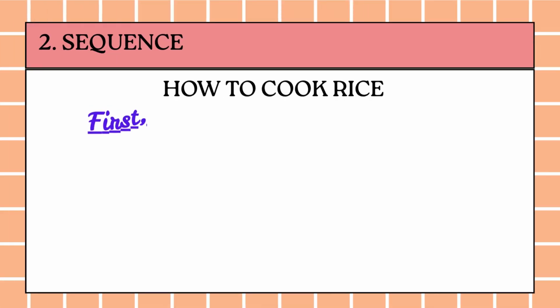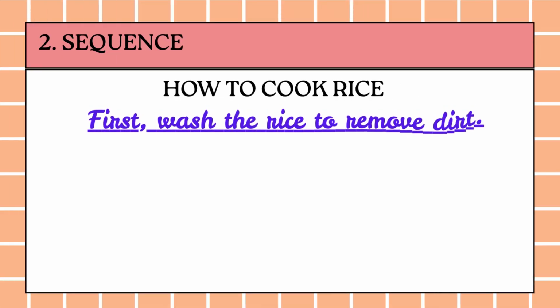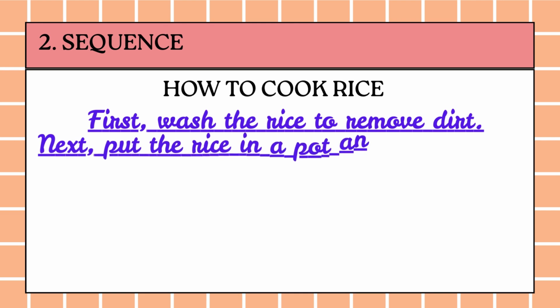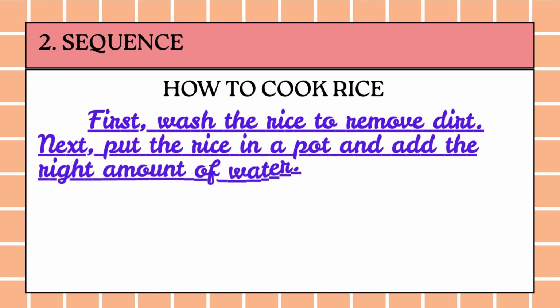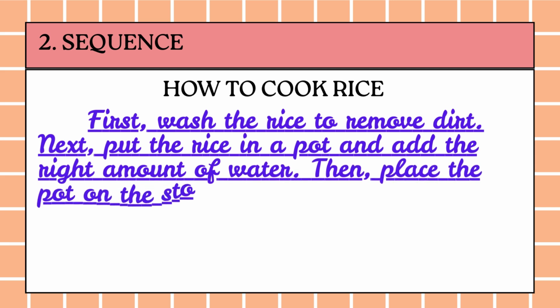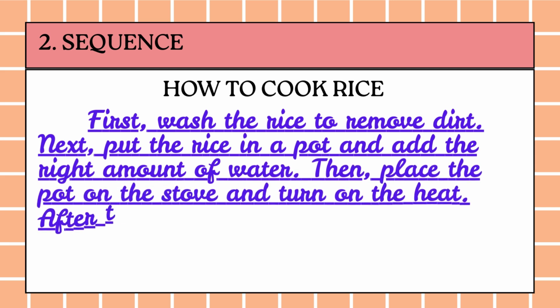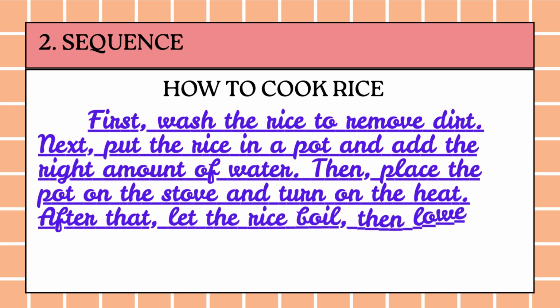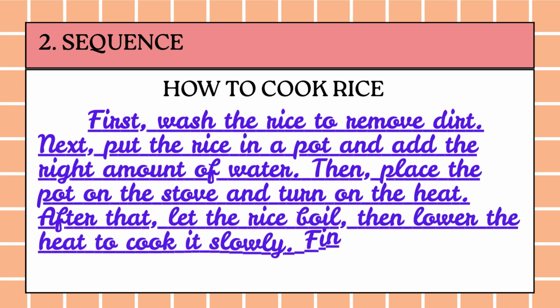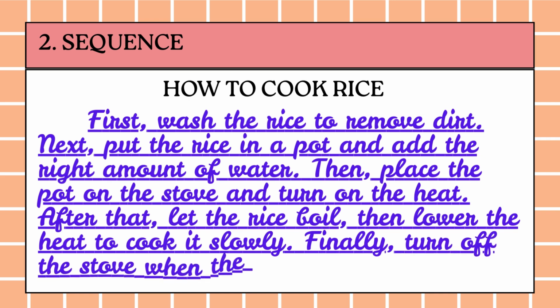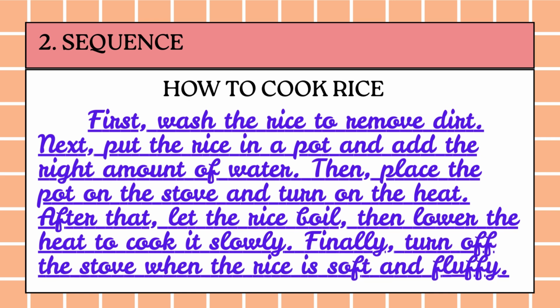2. Sequence. How to cook rice. First, wash the rice to remove dirt. Next, put the rice in a pot and add the right amount of water. Then, place the pot on the stove and turn on the heat. After that, let the rice boil, then lower the heat to cook it slowly. Finally, turn off the stove when the rice is soft and fluffy.